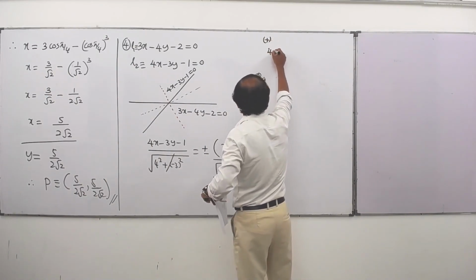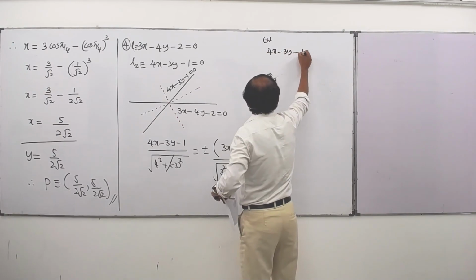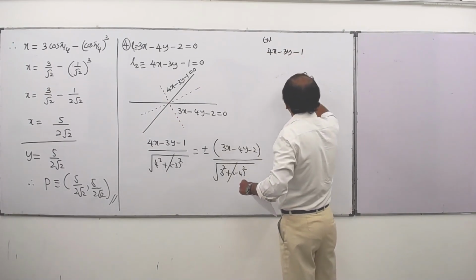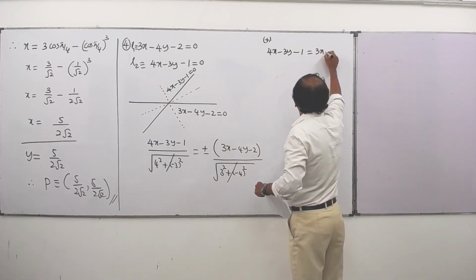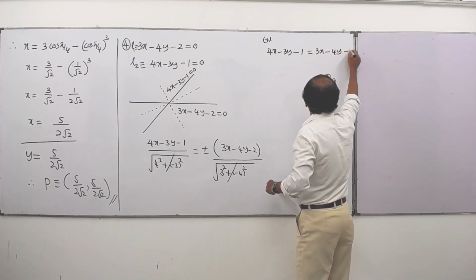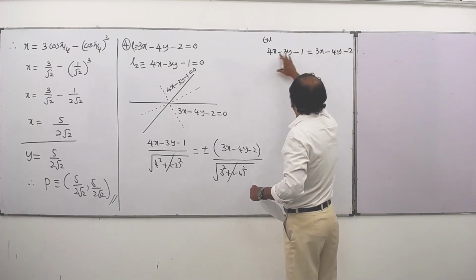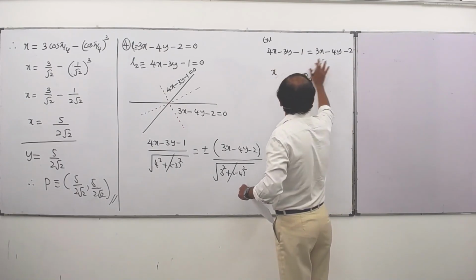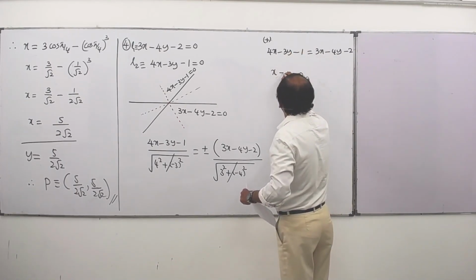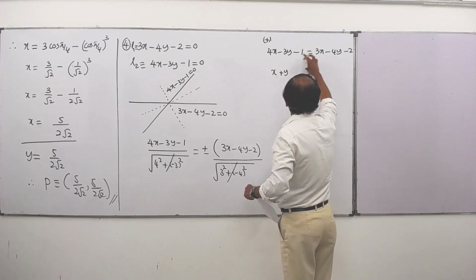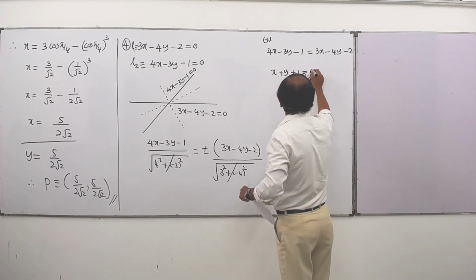Plus sign gives us what, people? 4x minus 3y minus 1 equals 3x minus 4y minus 2. Take this to this side, we get x, 4y minus, then y. Here, plus 1. First equation is this.